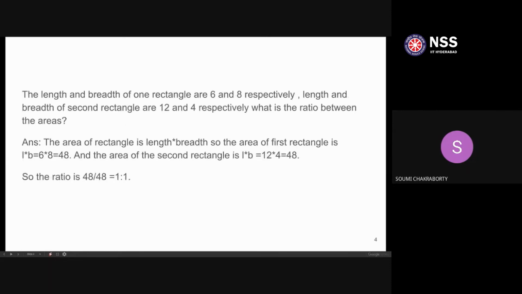Here's another example. The length and breadth of one rectangle are 6 and 8 respectively, and the length and breadth of the second rectangle are 12 and 4 respectively. So what is the ratio between the areas? So first, the formula for the area of a rectangle is L into B, length into breadth. So 6 into 8, you get 48, and 12 into 4, you get 48 again. So when you divide them, you just get the ratio as 1:1. So both the rectangles have the same area.